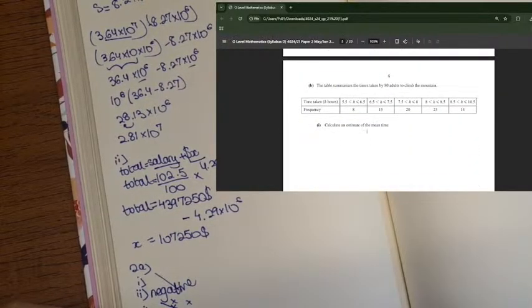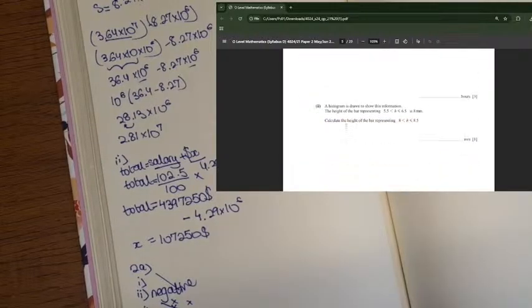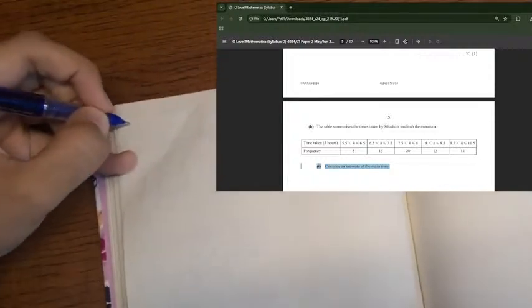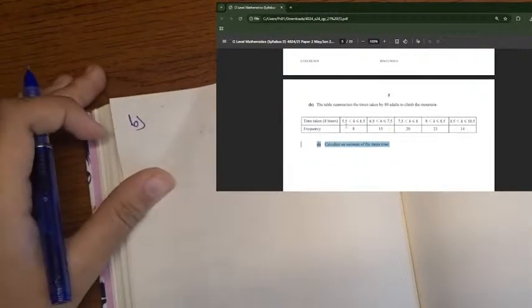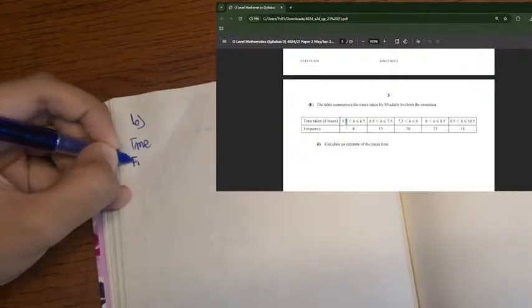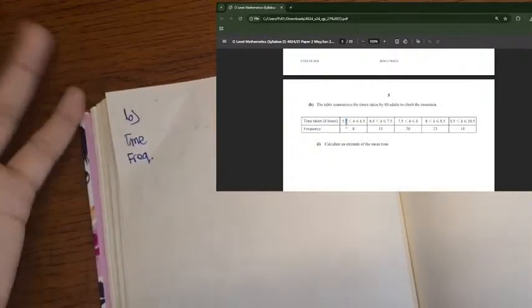Let's move on now. The next question is that they're given the time taken by 80 adults to climb the mountain. And I think this is going to be an estimate of the mean time and histogram question. So let's just solve that. So here we have the times taken by 80 adults to climb the mountain. They've given us two columns, time and frequency. Now what we need to do is calculate an estimate of the mean time.